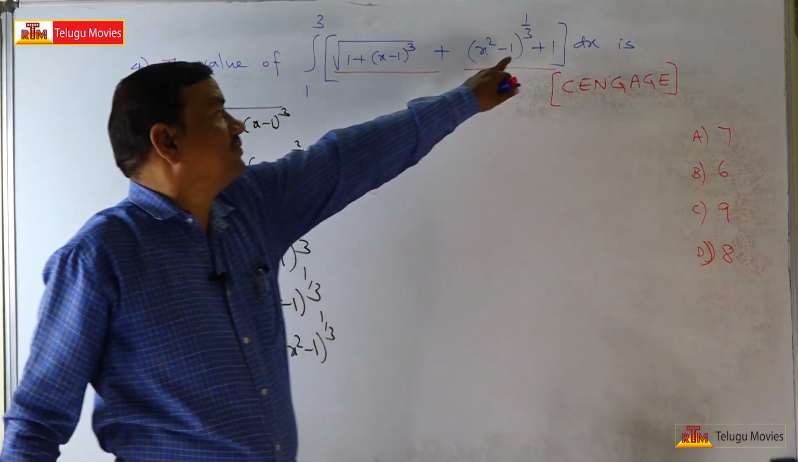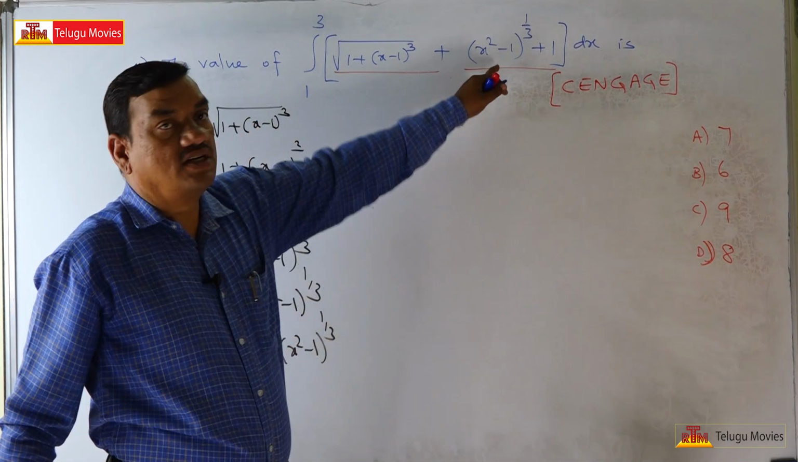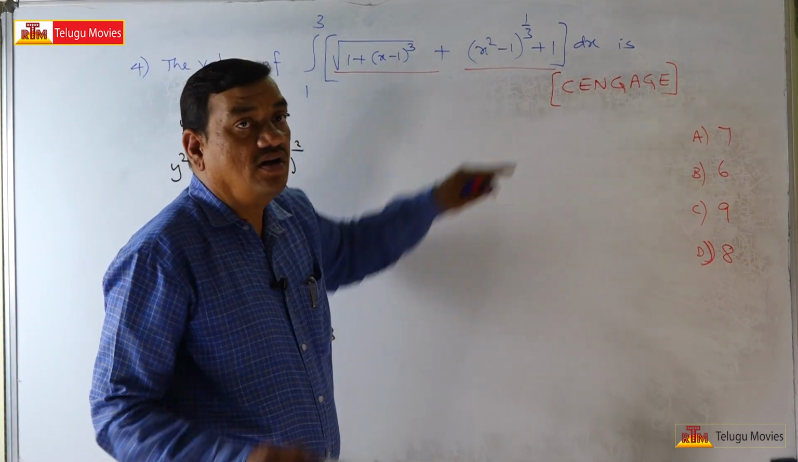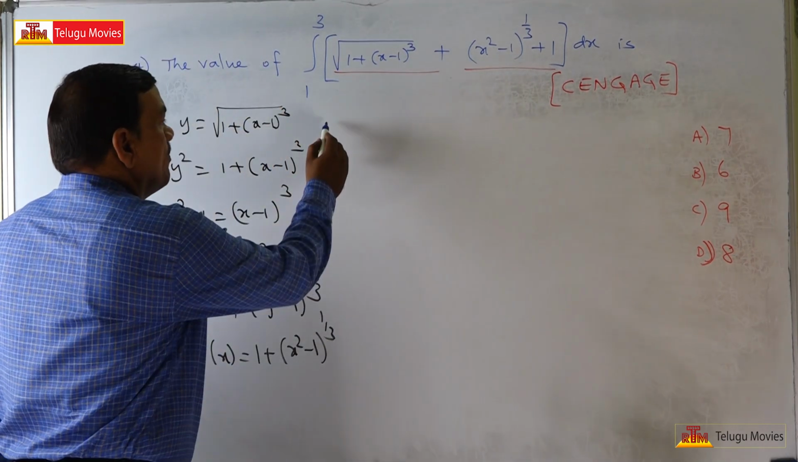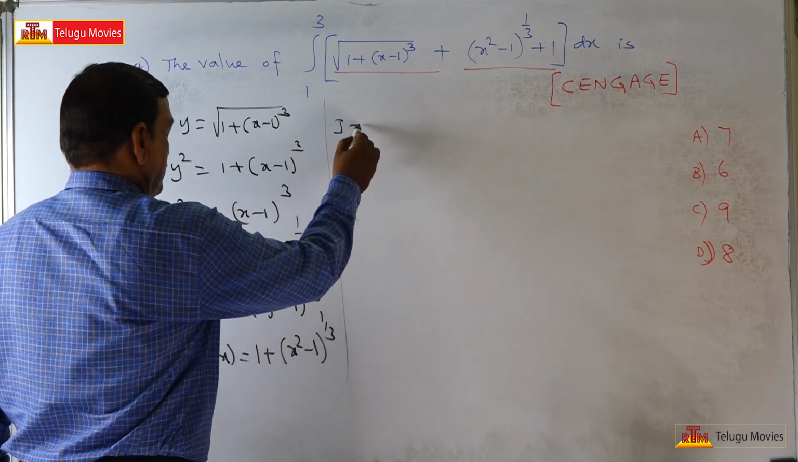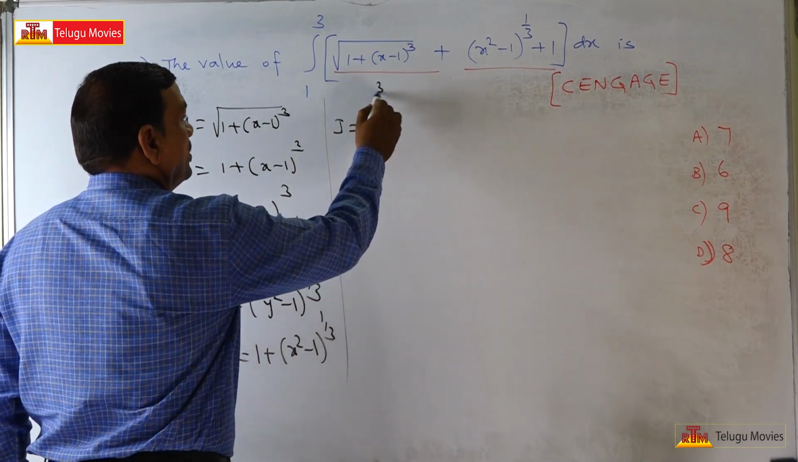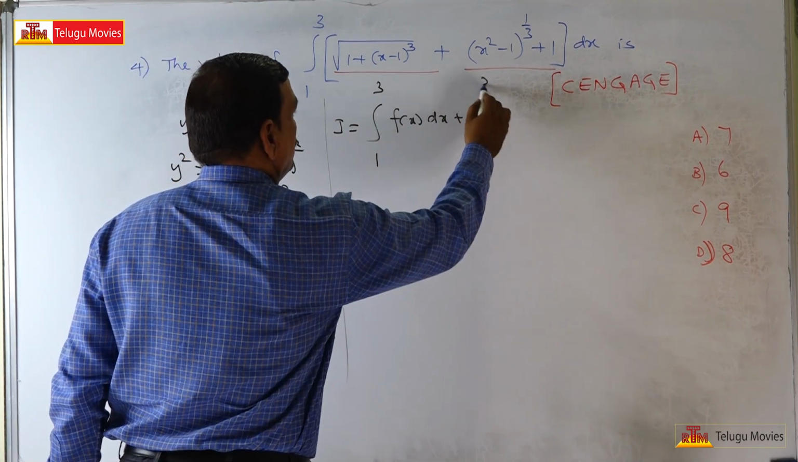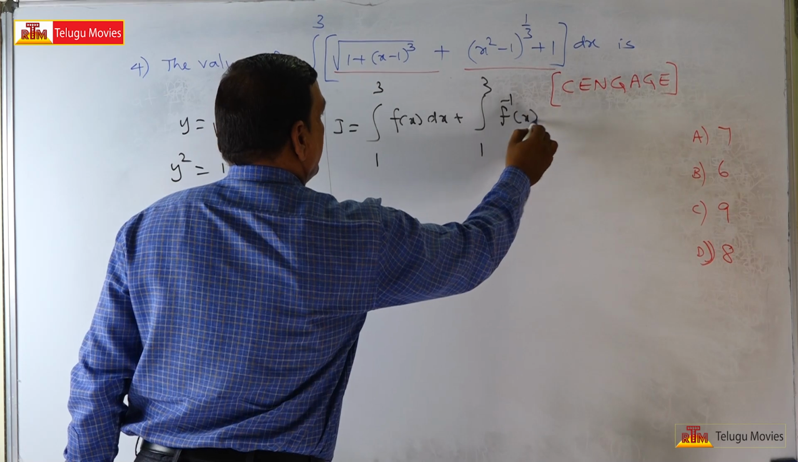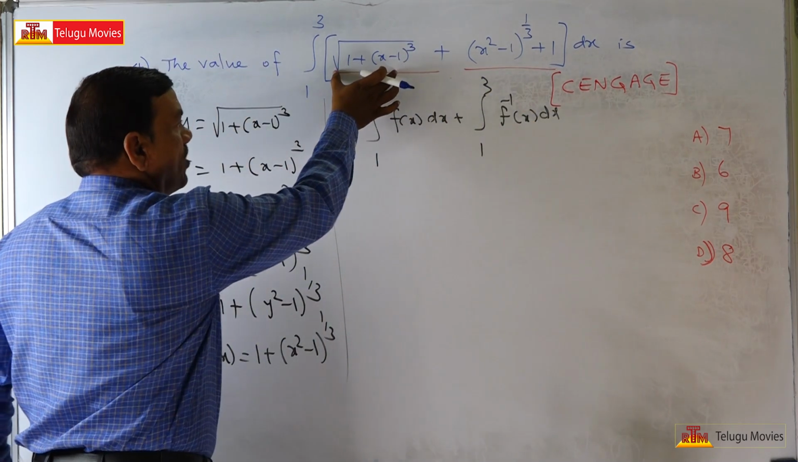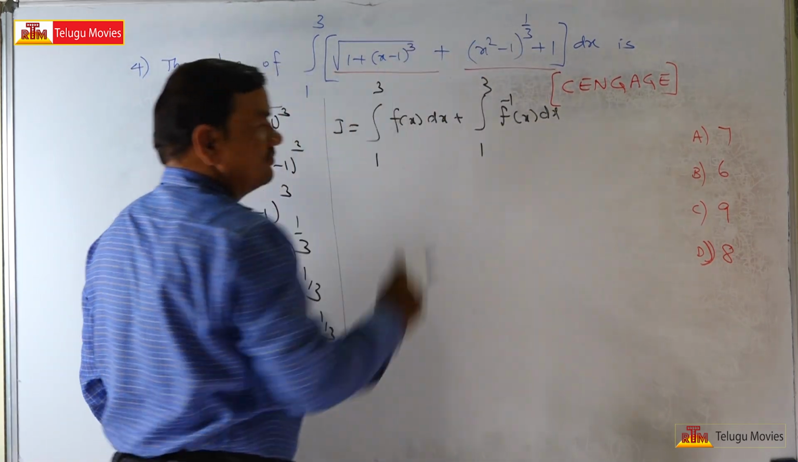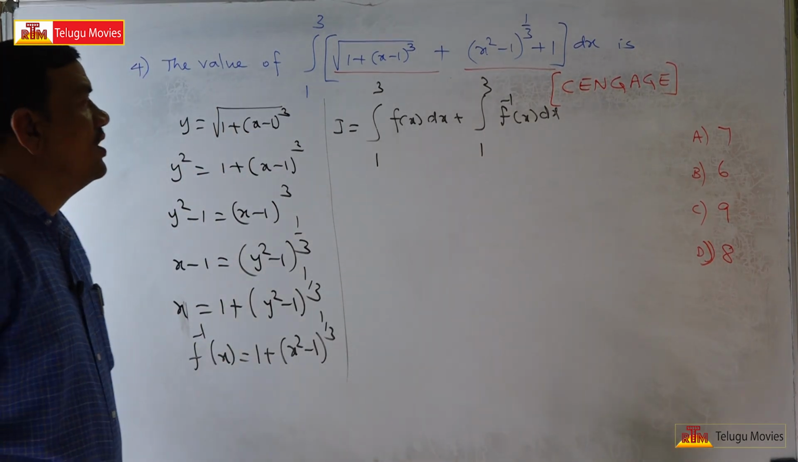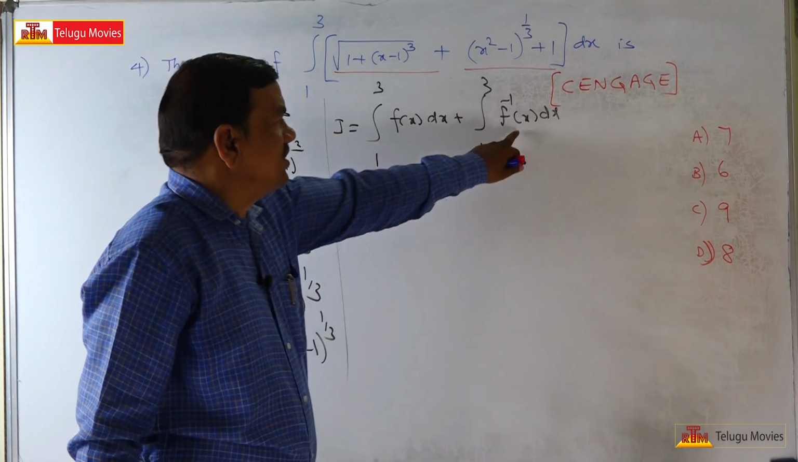So is it not that both are the same? That means if your function is f of x, this is your inverse function. That means your problem will become like this: I is equal to the integral from 1 to 3 of f of x dx plus the integral from 1 to 3 of f inverse of x dx. So this is your f of x and this is f inverse of x. That's the first thing you have to observe. You leave this for now, first you concentrate on this.